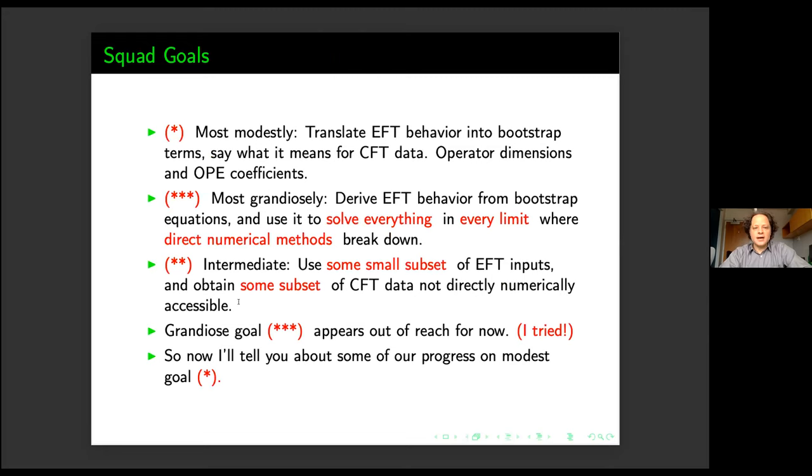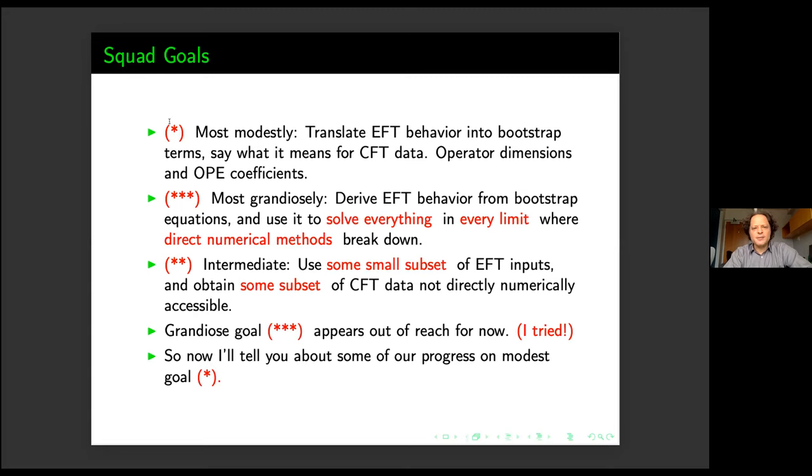Well, most grandiosely, we could try to derive EFT behavior from the bootstrap equations. And I think it's a really important thing to try to understand how that happens. So important that I worked on it for like a year plus and got absolutely nowhere. So I'm not going to talk about that. There has been some very interesting work, still a mostly isolated result, using some small subset of EFT inputs to get some subset of CFT data, not numerically accessible. But so far that hasn't developed very rapidly.